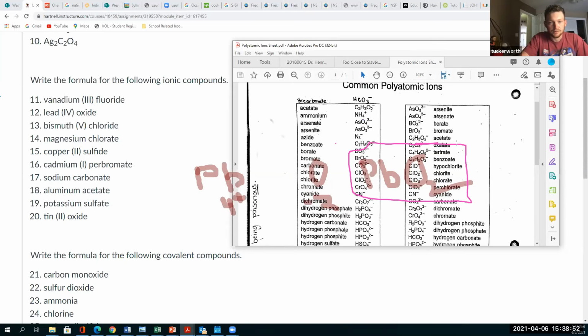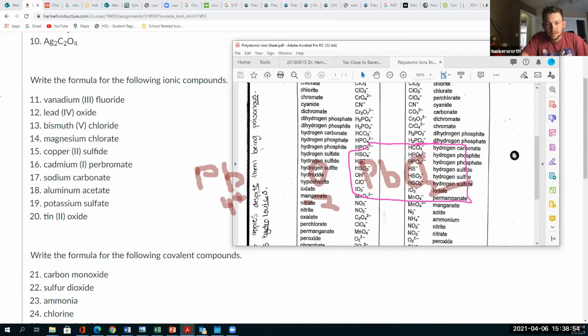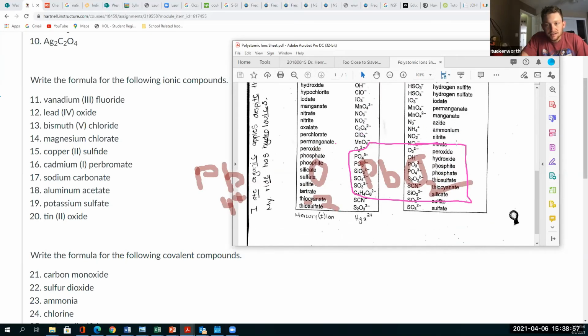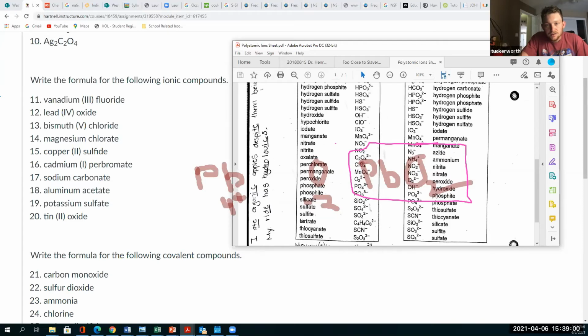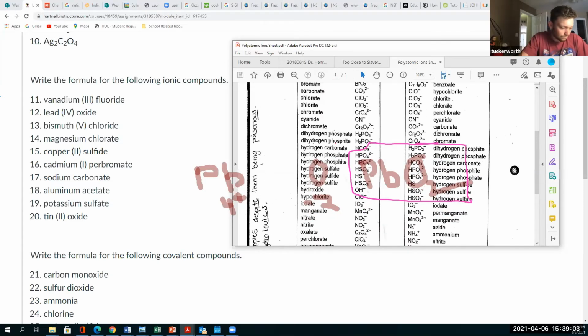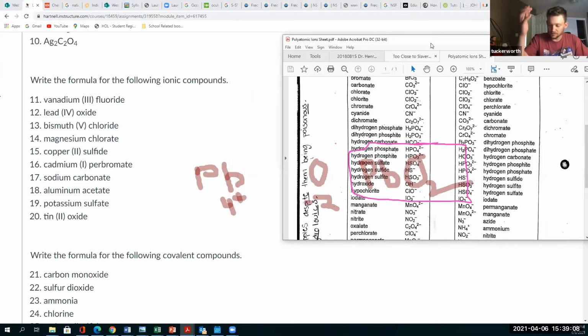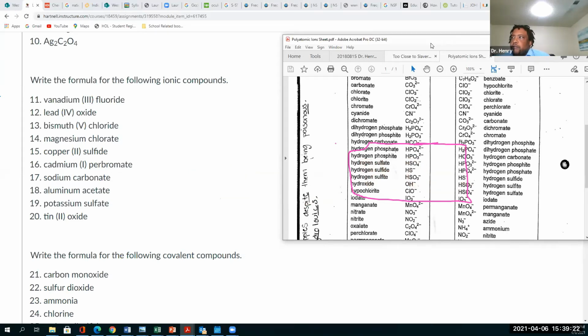All right, so let's go. Let's do 10. All right, so would it be Mg and then... So what's going to be the charge on the Mg? Where's it located at? How far is it from being a noble gas? Oh.